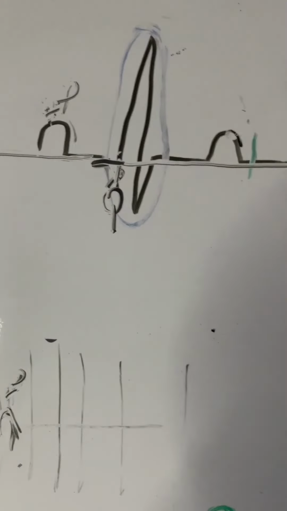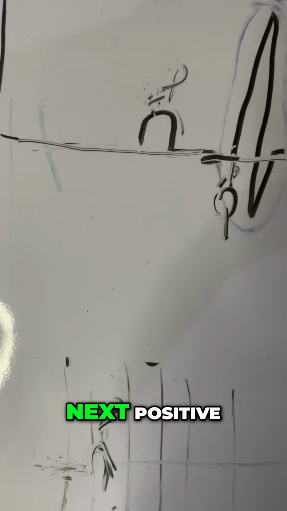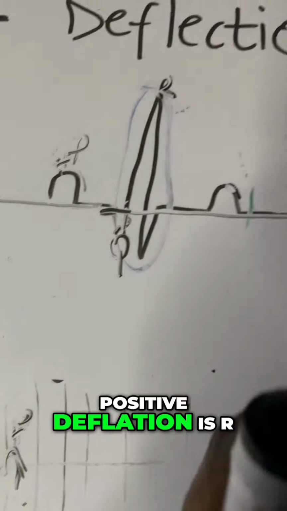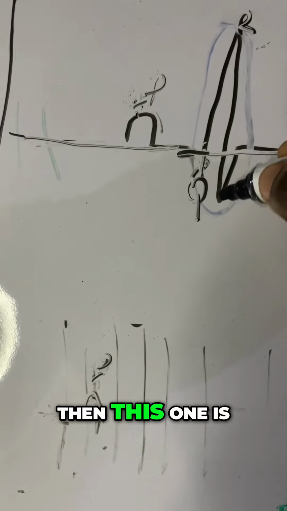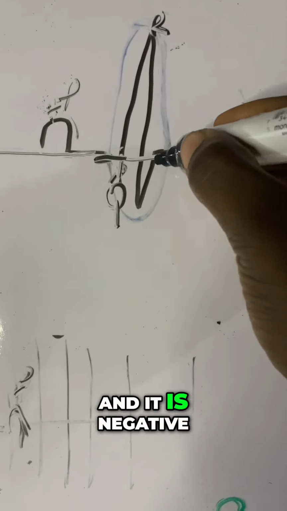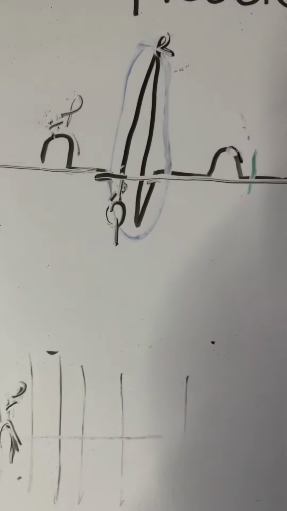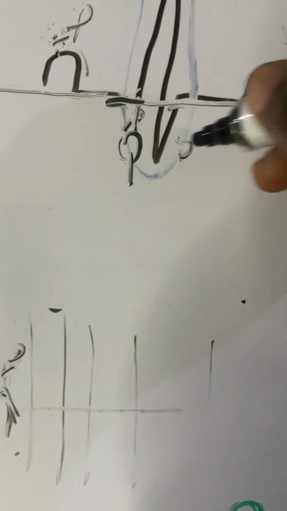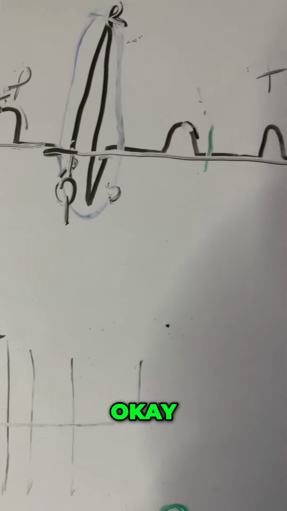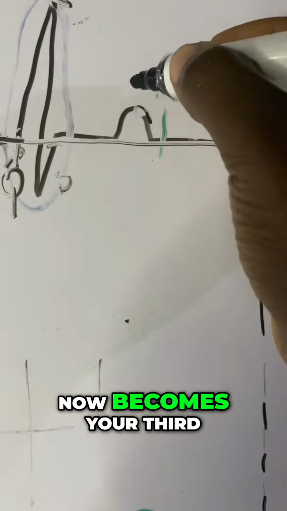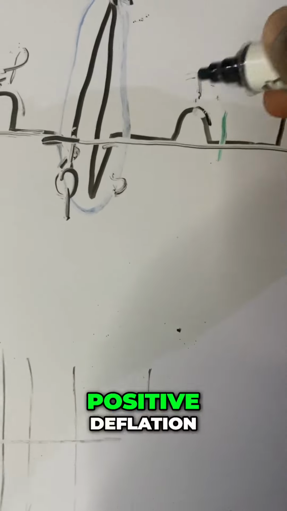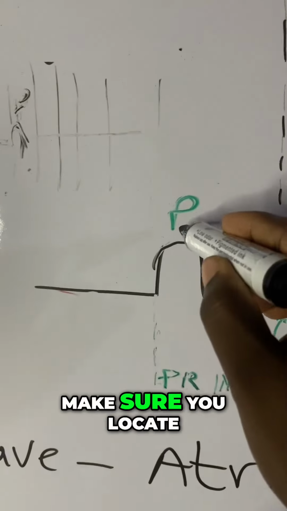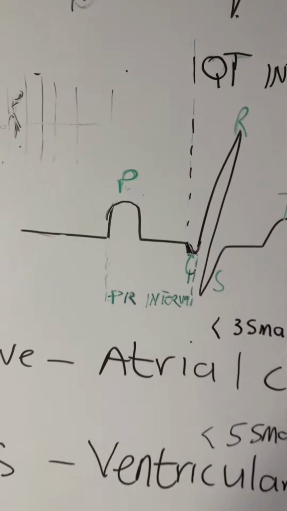Alright. Then your R comes. Your R is your next positive. So your second positive deflection is R. Then this one is an S and it is negative. So your S is also your second negative deflection. Okay, and then your T now becomes your third positive deflection. All right, so always make sure you locate your P.